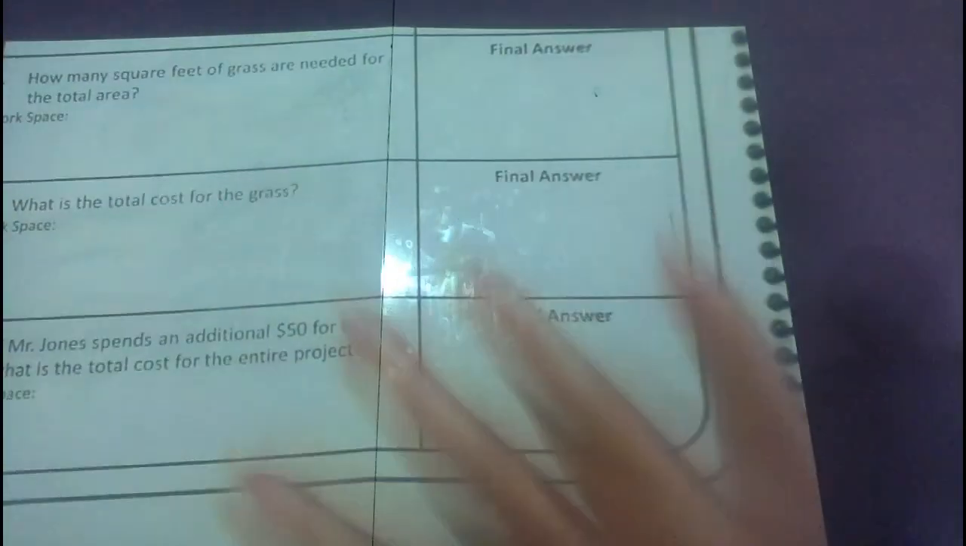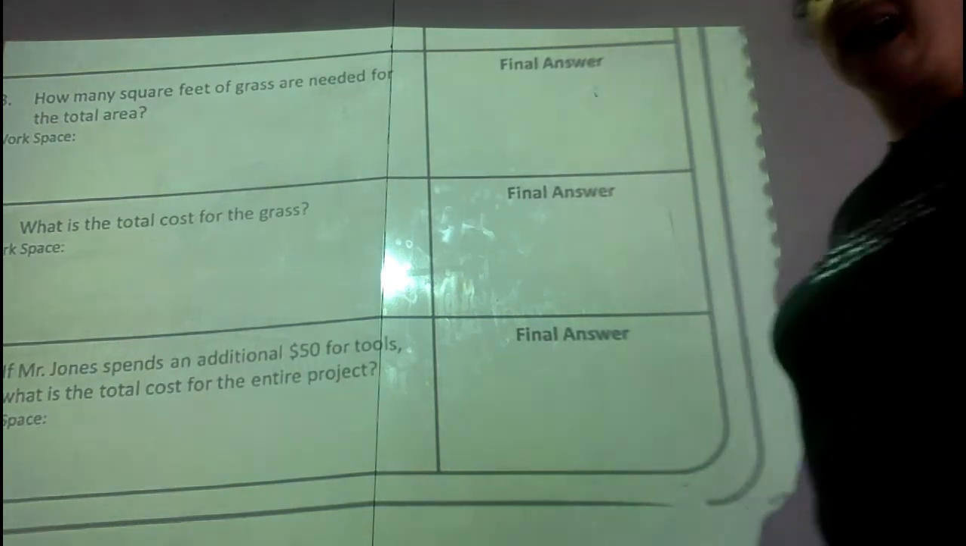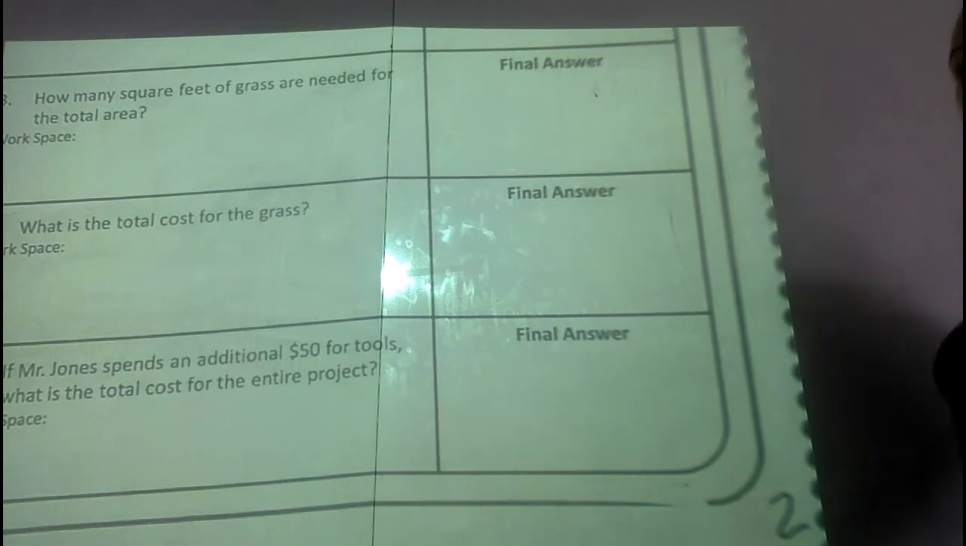And number 5, if Mr. Jones spends an additional $50 for tools, what is the total cost of the entire project? Be careful with this one. If he spends an additional $50 for tools, what is the total cost for the entire project?